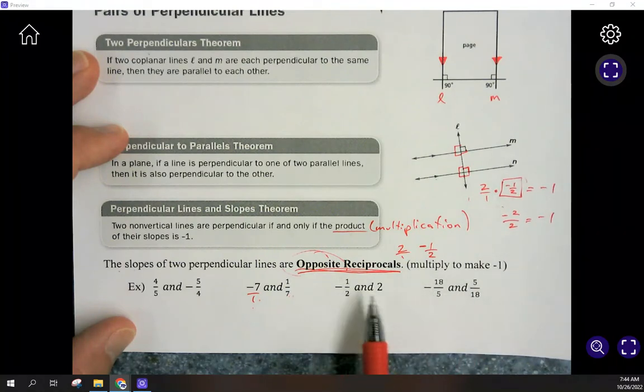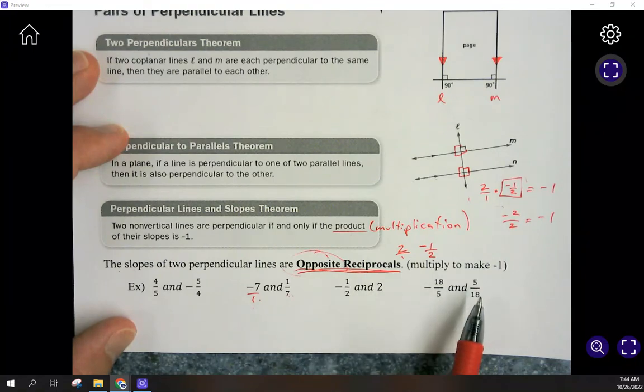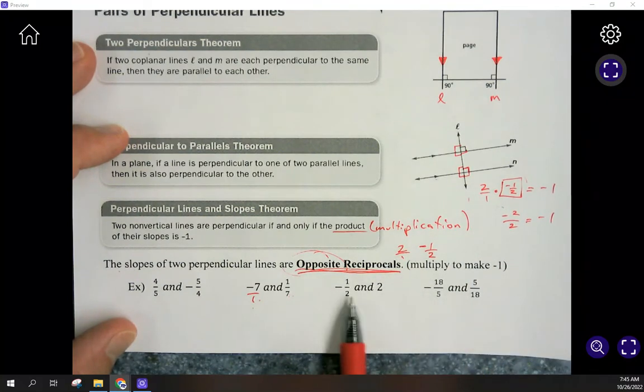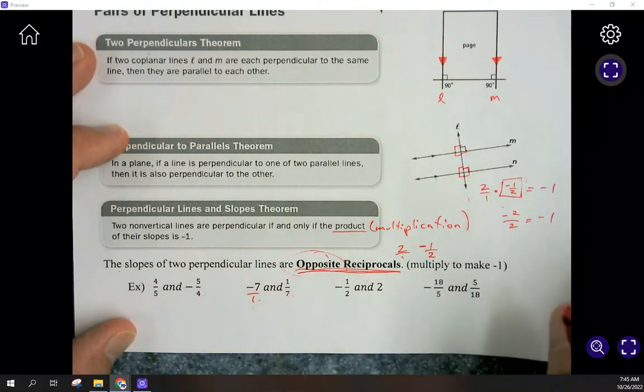Okay, this is what the slopes are going to look like for perpendicular lines. One of them is going to look like this, one of them is going to look like this, and that's how we know they're perpendicular. So parallel is easy, they have the same slope. Perpendicular, the slopes are going to be opposite reciprocals.